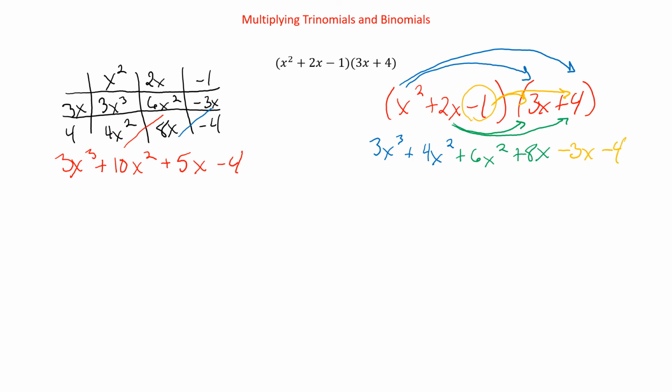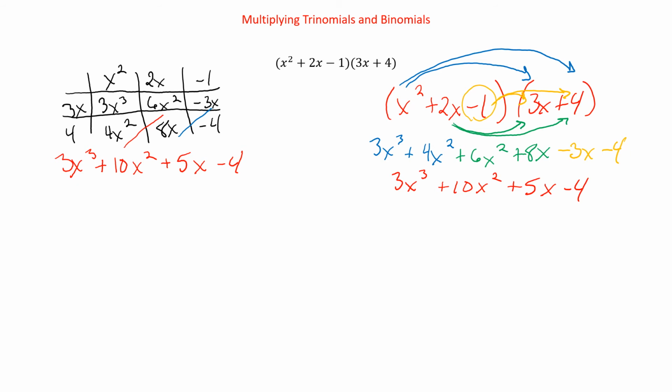Again, notice that these are the exact same numbers that we have in our table. We can combine our like terms. We have the 3x cubed. Then we have some x squareds. 4 of them plus 6 of them is going to be 10x squareds. Then we have x's. 8x minus 3x is plus 5x. Then the minus 4. So that was another way.